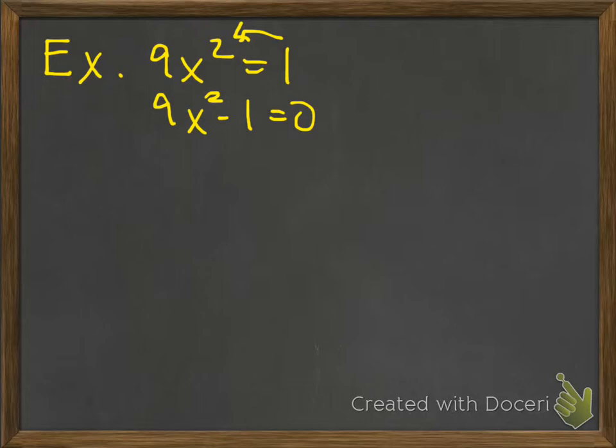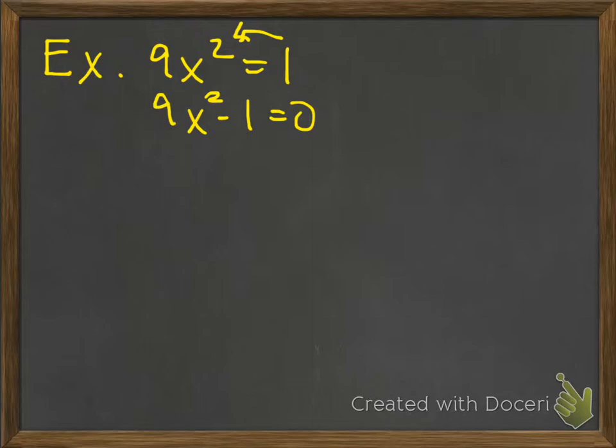So when it said 9x squared equals 1, that's not in the format. I want it equal to 0. So how do I get it equal to 0? Move it to the other side. And generally, I always want everything on the side of the x squared.